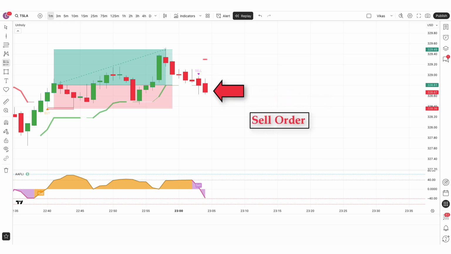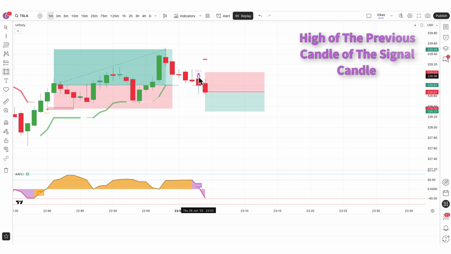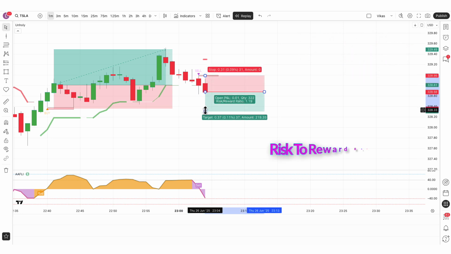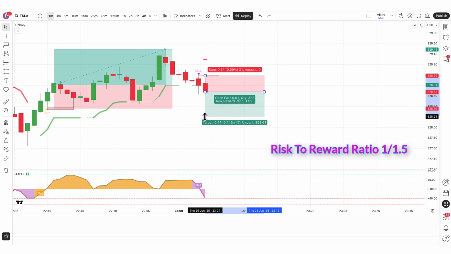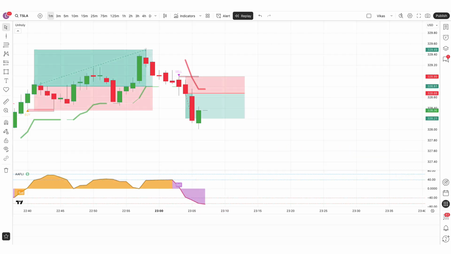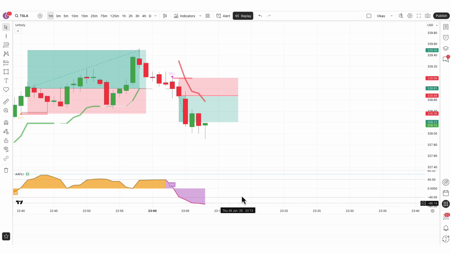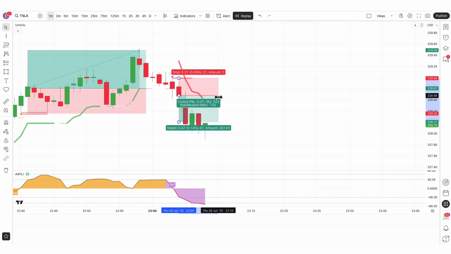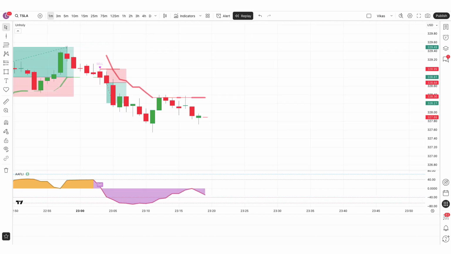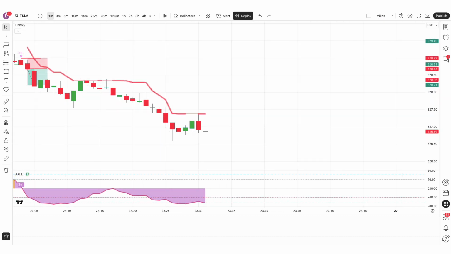If this condition is fulfilled, then we will place a sell order. Our stop loss is to be placed at the high level of the previous candle of the signal candle. And the risk to reward ratio will be 1:1.5. The market has completely hit the target. I hope you must have understood this trading strategy. If not, then it doesn't matter. We are going to see examples of some trades, so that you will definitely understand.